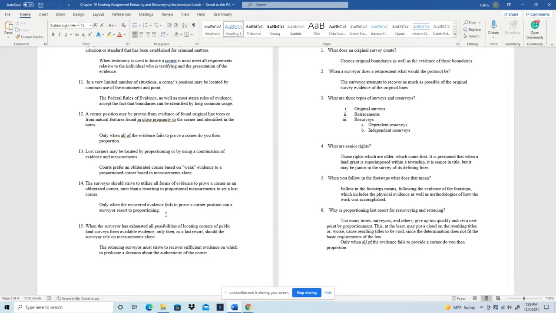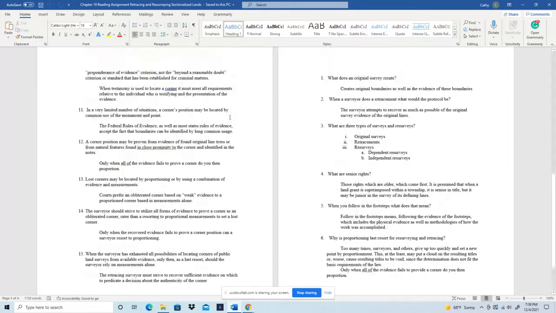Principle 15: when the surveyor has exhausted all possibilities of locating corners of public lands surveys from available evidence, only then, as a last resort, should they rely on measurement alone. All right, so I'm going to go ahead and skip over.